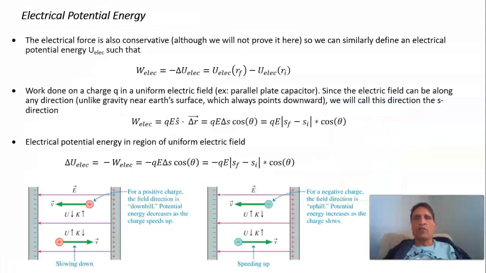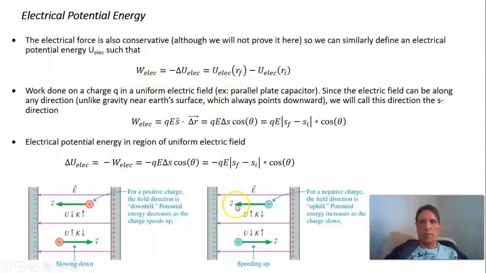Okay, now let's do the same thing with the electrical potential energy. The work done by the electrical force, the Coulomb force, is equal to the negative change in the electrical potential energy, and this should be equal to U at R initial minus R final, since it's the negative. So I'll change that. And let's consider a charge in a uniform electric field.